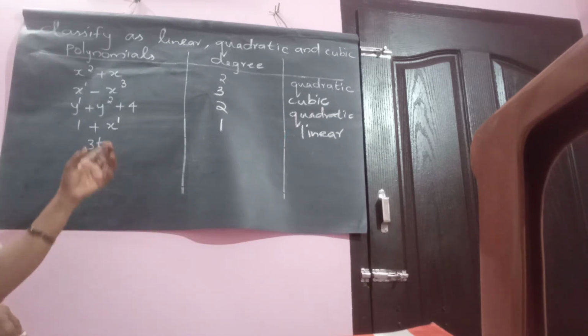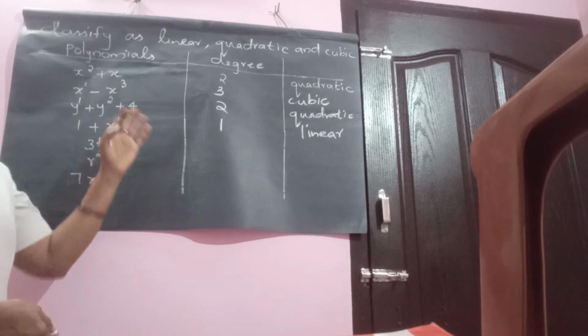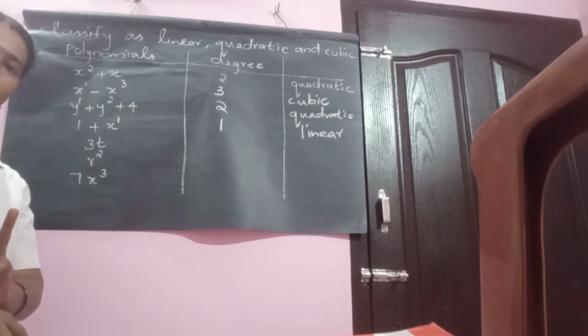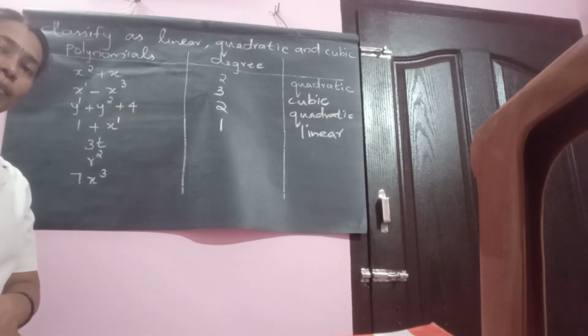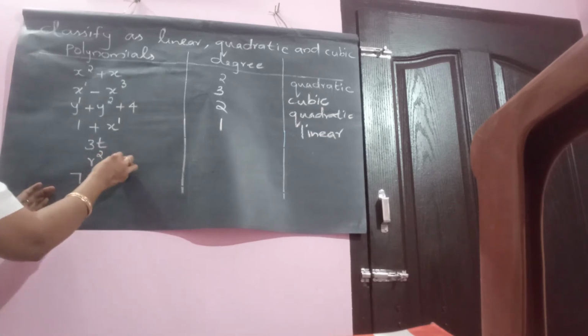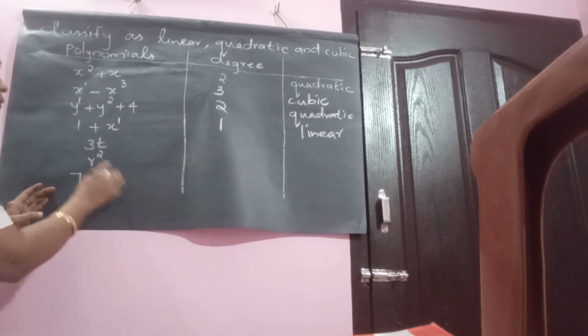When the degree of the polynomial is 2, then it is called a quadratic polynomial. When the degree is 3, then it is called which one? Cubic polynomial. And here there are 3 questions. You have to do them as homework.